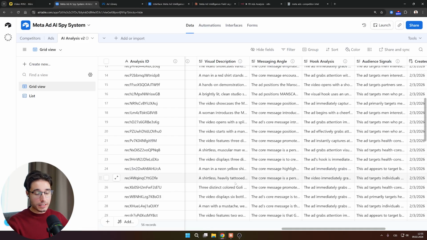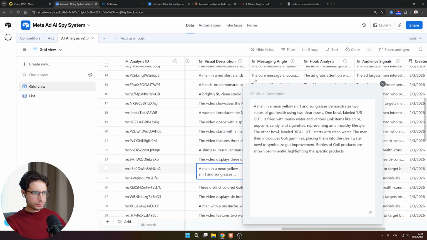Because every single ad is analyzed with AI, where AI describes what happens in the ad, what is the messaging angle, it analyzes the hook and the audience signal, right? So I can open this. And as you can see, the visual description is essentially describing what happens in the ad, right? Just a brief description, what happens in the ad.